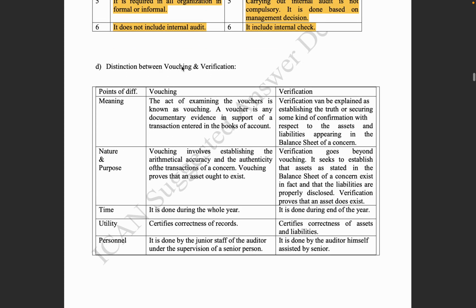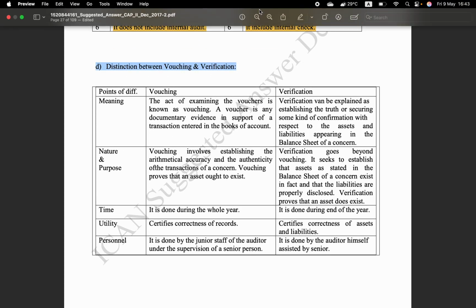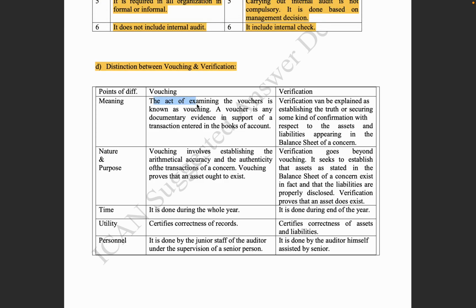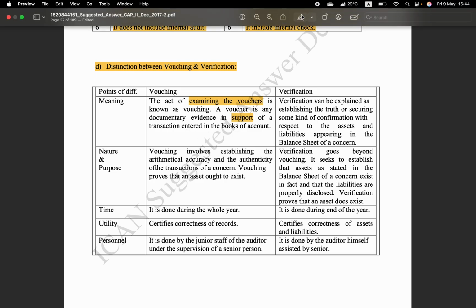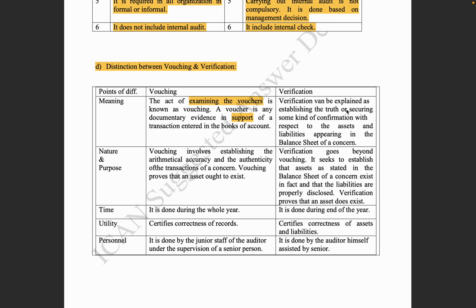Now, vouching and verification. What are the differences between vouching and verification? Vouching is the act of examining the vouchers. A voucher is any documentary evidence in support of transactions entered in the books of account. Vouching is done especially for income and profit and loss account items, while verification is done on the balance sheet items.